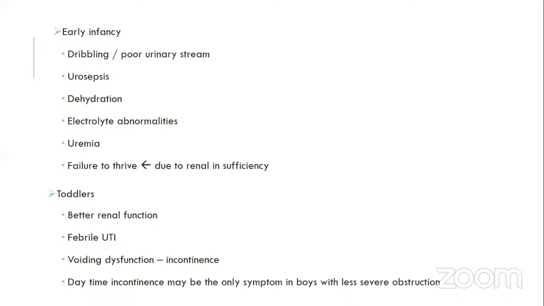Definitely, it will be diagnosed by the anomaly scan, which we do at 24 weeks. It is 10% of all antenatal urinary anomalies, and the pathognomonic feature is ureteronephrosis and a dilated posterior urethra, like a keyhole sign, and increased renal echogenicity.